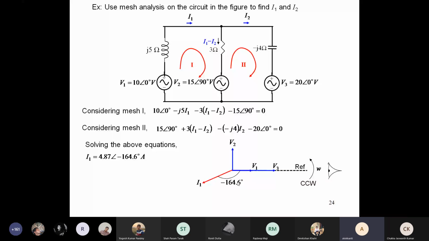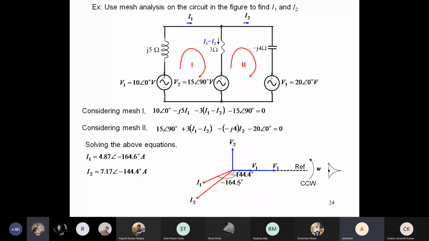So this value is basically somewhere along here. Similarly, I2 is this. If you complete the phasor, it is at an angle of minus 144.9 degree. So it is again in the third quadrant, somewhere here, and that is your I2. The magnitude of I2 is close to double the value of I1.